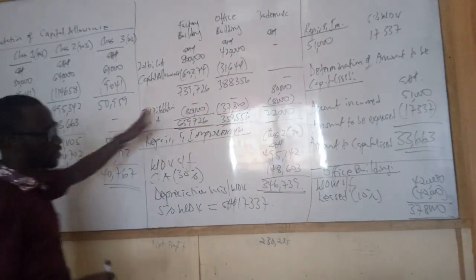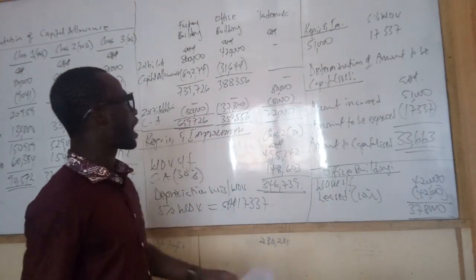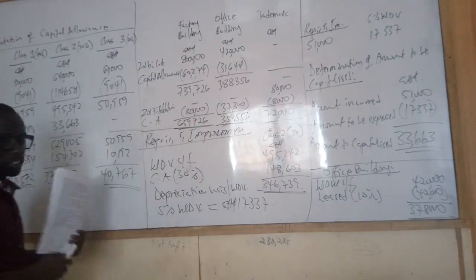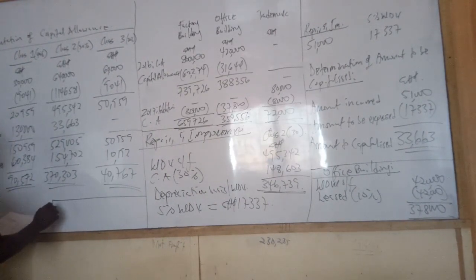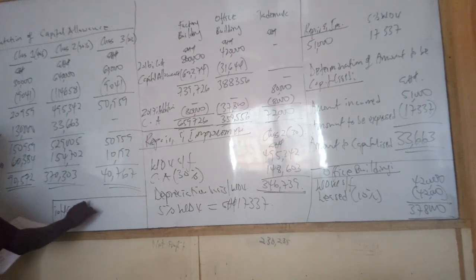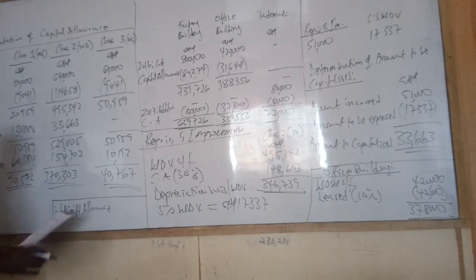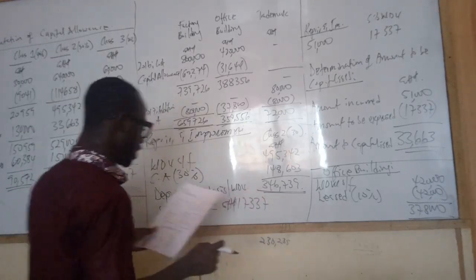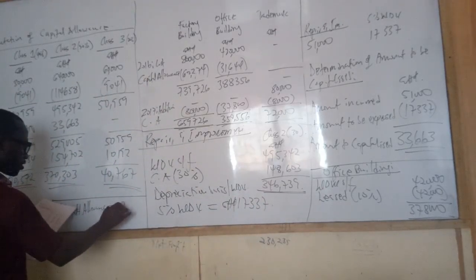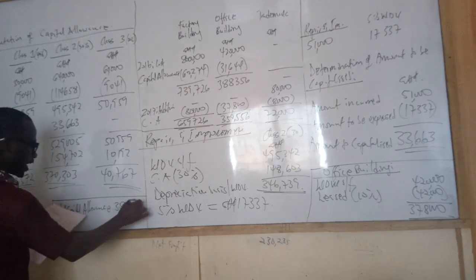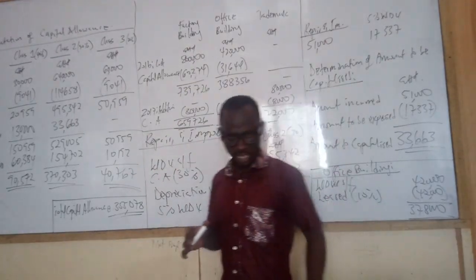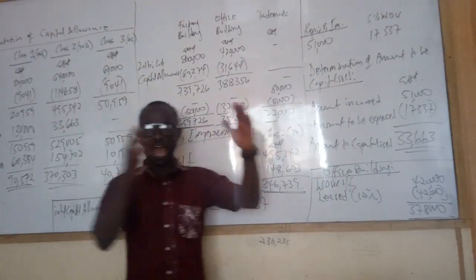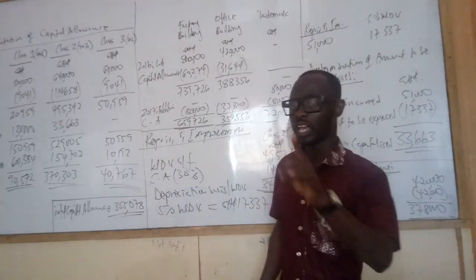So when we sum all these up, the total capital allowance, and my board is even full, I just want to put it somewhere so that we can have it at a glance. So total capital allowance for 2017 is going to be 355,078. So this was what the examiner asked us to do for the I aspect of the question, calculation of capital allowance.